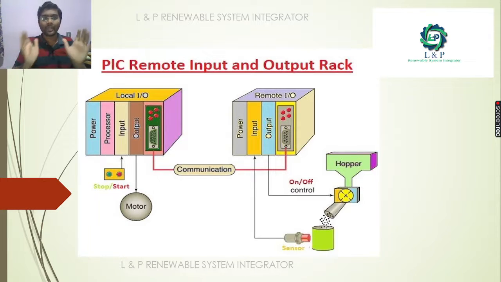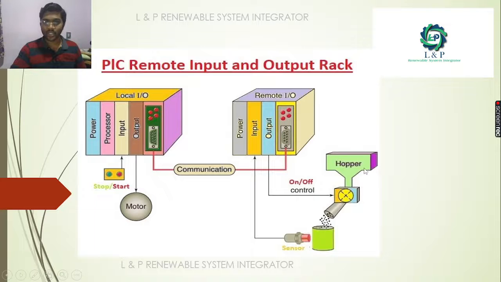So we cannot locate the controller panel in all the places. In order to be cost effective, we can do one thing: we can have remote IO modules. See here, this is a local input and output controller. We have a power supply, a processor, input and output devices, and most importantly, a communication interfacing facility. This start stop button is a digital input, so we are connecting it to the input devices, and we need to control a motor, so the motor is connected here.